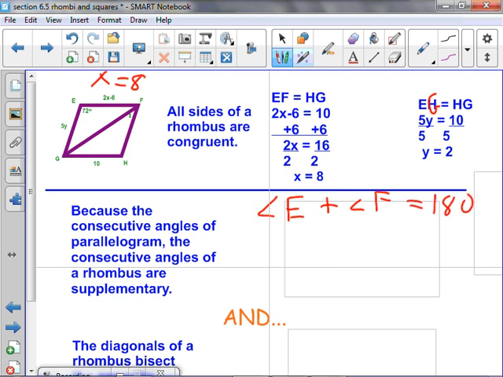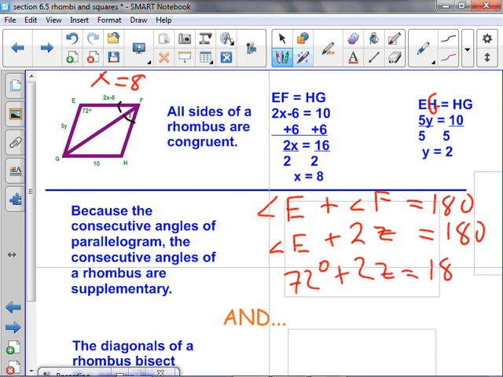However, I also know that this is a rhombus, not just a parallelogram. So a rhombus tells me that this diagonal must bisect angle F. And so Z is going to be exactly half of angle F. So angle E plus 2Z, because 2 Z's together make up angle F, are going to equal 180. I know that angle E is 72 degrees, plus 2Z must equal 180 degrees, and I can easily solve from there.